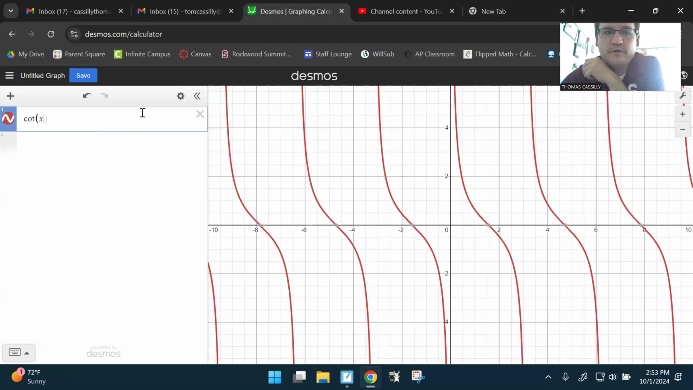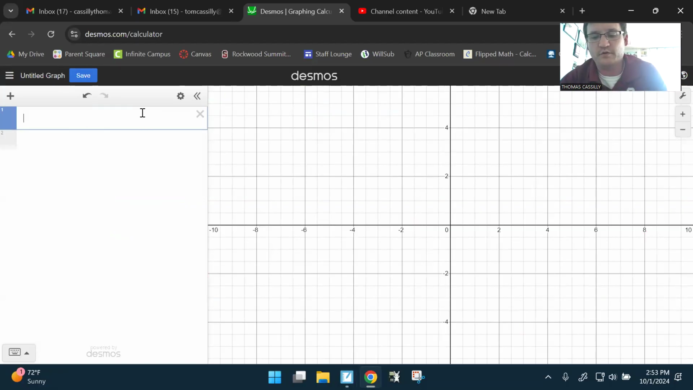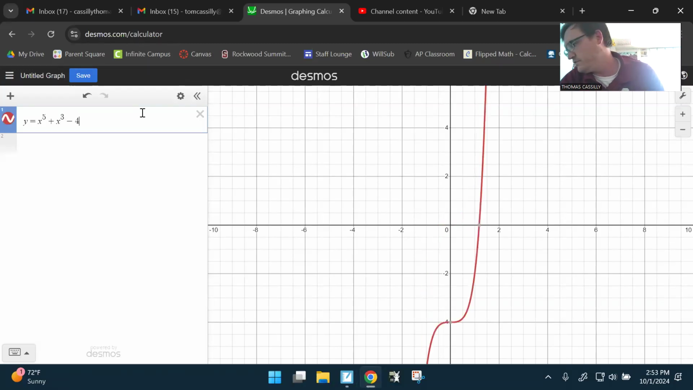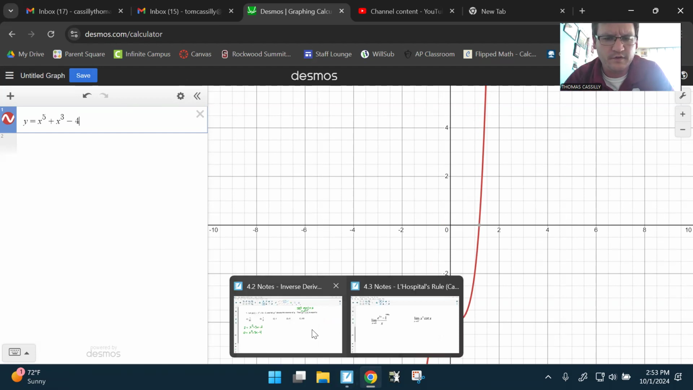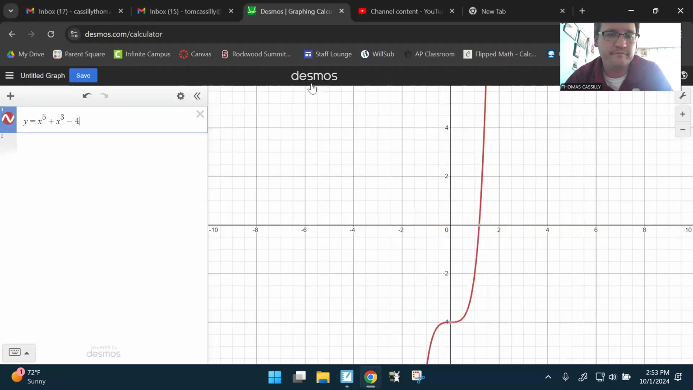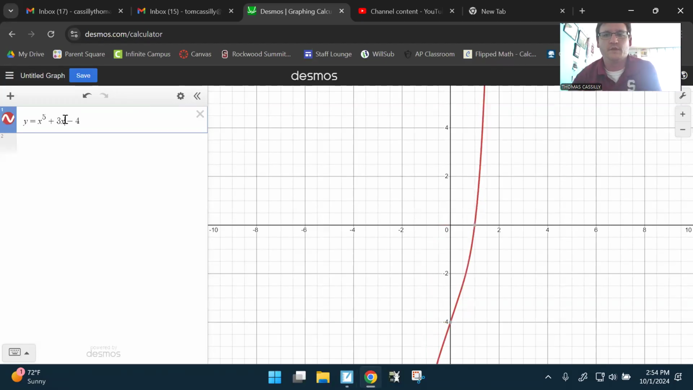We're going to go to Desmos, and we're just going to type this equation in. We're going to say y equals x to the fifth plus, I think it was x cubed, and then minus 4, maybe? What was that equation? Don't want to mess it up. Oh, it's 3x, sorry. All right, so here we go.